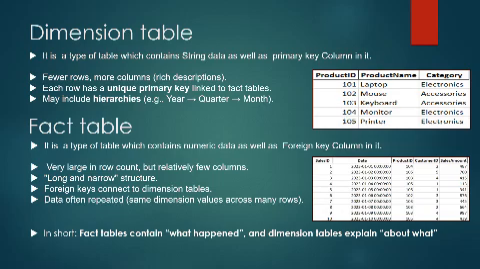That is one of the characteristics, and it may include hierarchies. For example, it might have a year column, quarter column, as well as month column in this table. So based on such characteristics also, we can consider it as a dimension table.